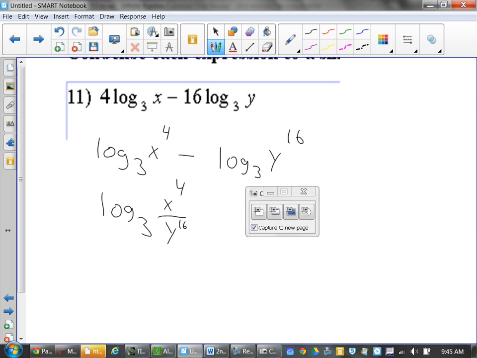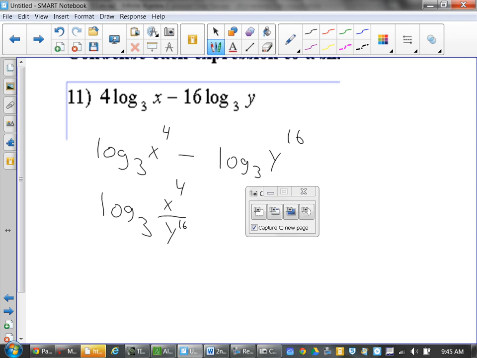Wait, why does it mean division? That was the rule when we were condensing and expanding. Wait, but that says y. Oh, so it's okay. It's okay, because you have the same log base. When you have subtraction between the two, it means when you condense it, it's division.